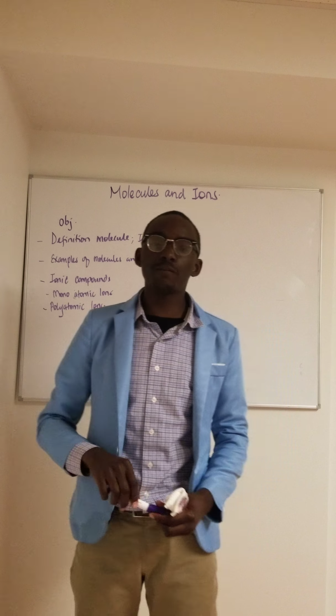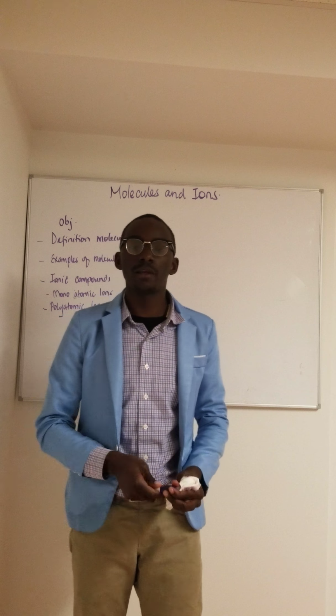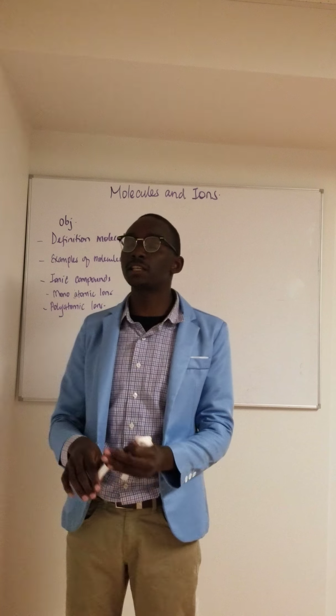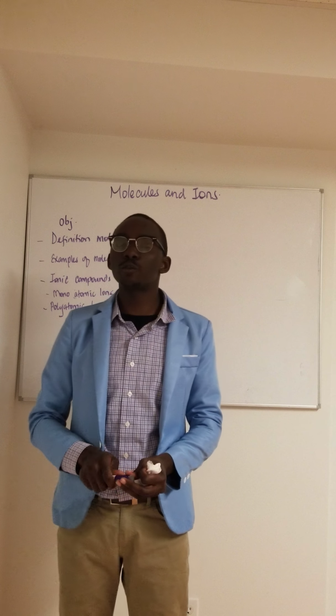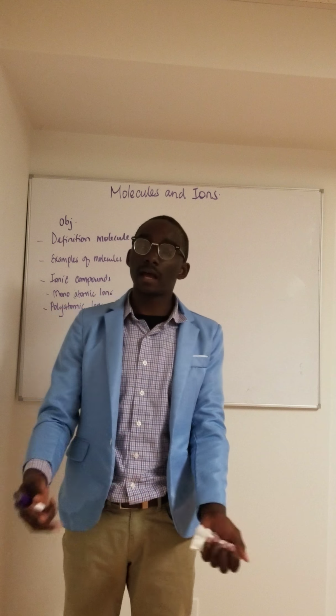From the previous video that I did about the periodic table, we discussed more about the elements in the periodic table, at least the first 18 elements. And in this chapter, we're going to basically look at what a molecule is and an ion.